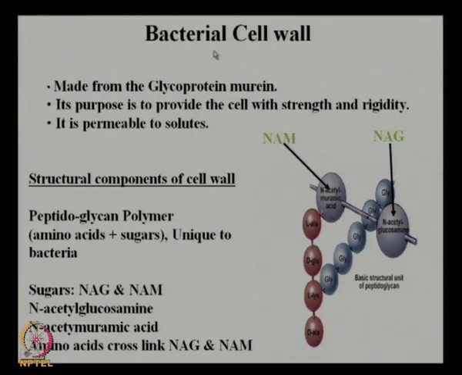Immediately below this glycocalyx is the cell wall. Now, if we see the biochemical composition of the cell wall, we can find that it is made up of glycoprotein, one example of which is murein. Its purpose is to provide strength and rigidity to the cell. It is permeable to the solute.